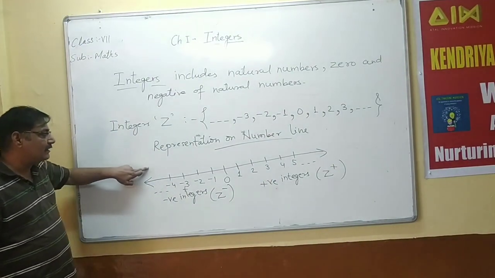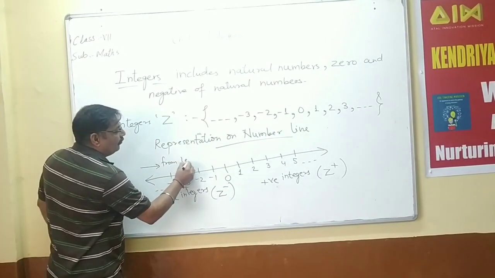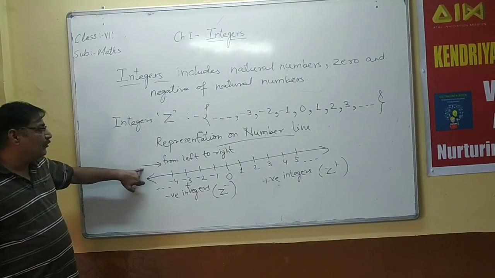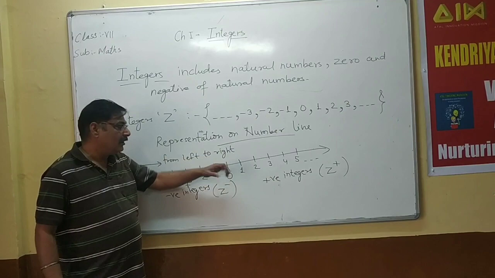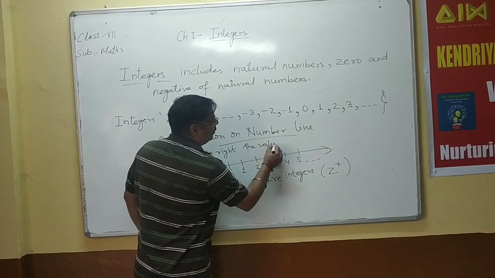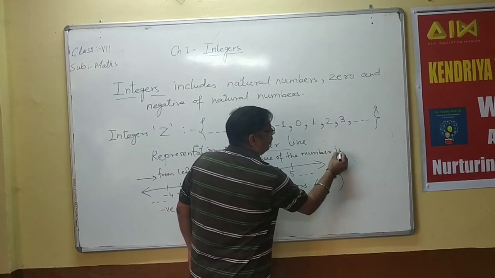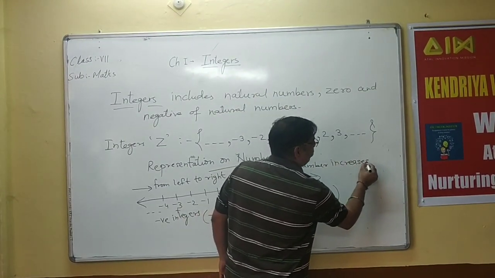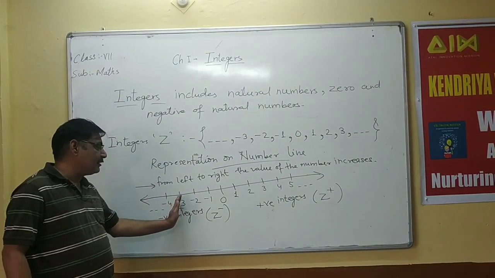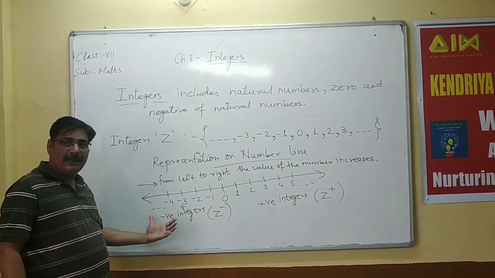As we move on this number line from left to right, the value of the number increases. Now what does this mean? The value of the number increases. It means the number which is on the right is greater than the number which is at the left.